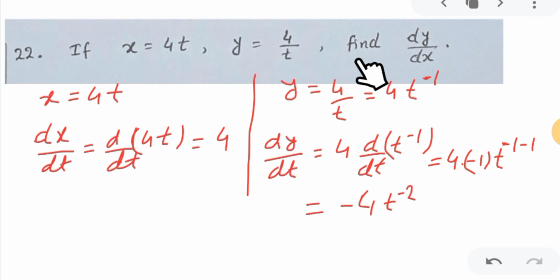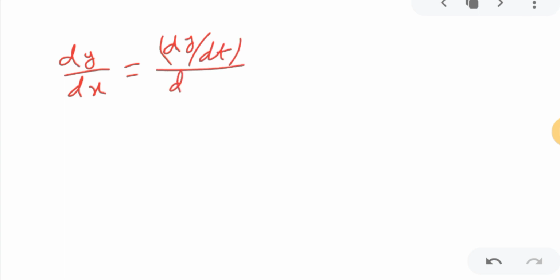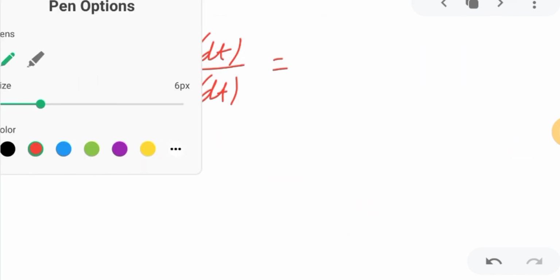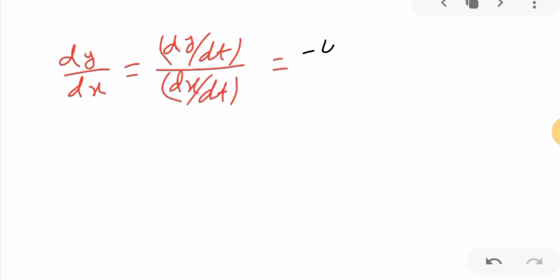So now we'll find dy upon dx. So dy upon dx will be nothing but dy upon dt divided by dx upon dt, correct? Okay, and the dy upon dt value we just found is minus 4 t to the power minus 2.